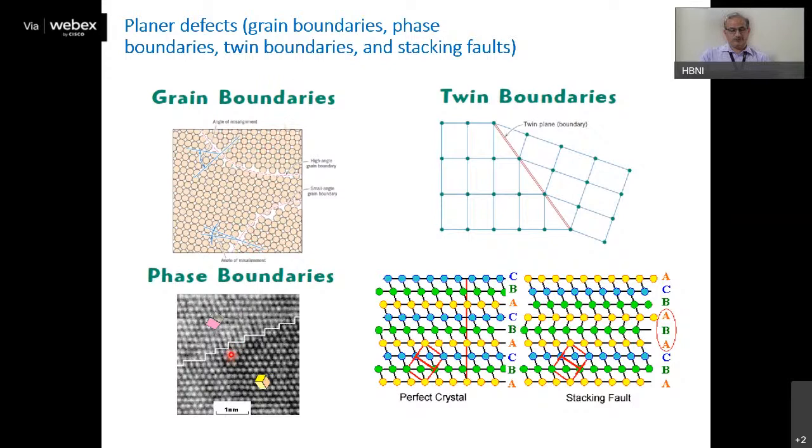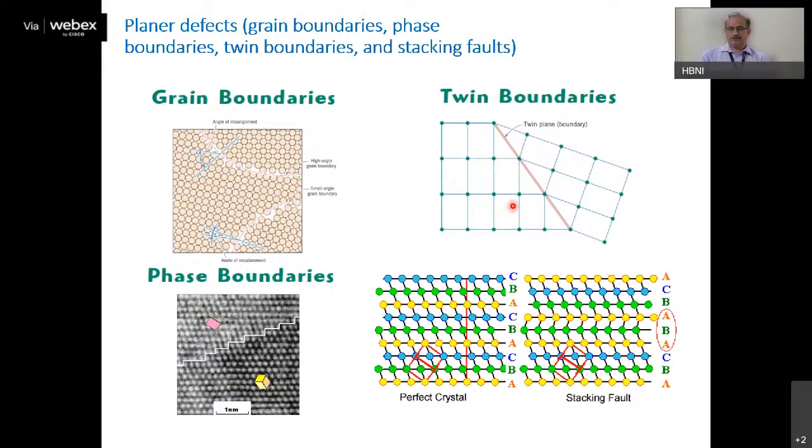Otherwise, there can be phase boundaries also, like shown here in the TEM image. Here you can see these atoms have a different structure as compared to this structure. So there can be grain boundaries, phase boundaries, and then twin boundaries. A twin boundary is basically a plane which has a mirror symmetry across this plane. As you can see, the crystal structure is the same here and here, but atoms are sitting in such a way that you have a mirror. So it looks like the crystal is oriented in some other direction across this twin plane.